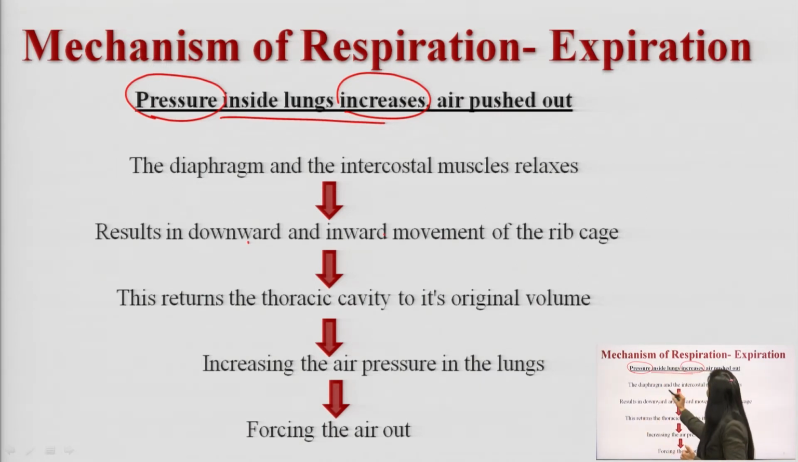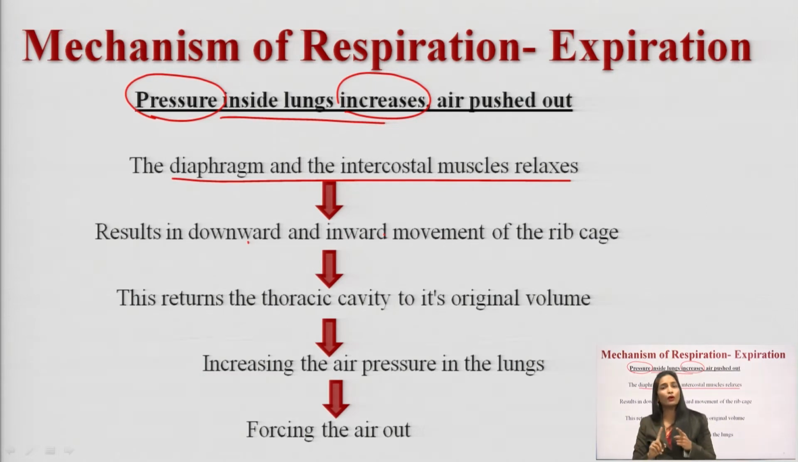So, what is going to happen here? The diaphragm and intercostal muscle relax. This is what students you have to remember. In inspiration, the intercostal muscle and diaphragm muscle get contracted, and in expiration both muscles get relaxed. Okay. In the expiration process, the intercostal muscle and diaphragm muscle get relaxed, and what is going to happen here?